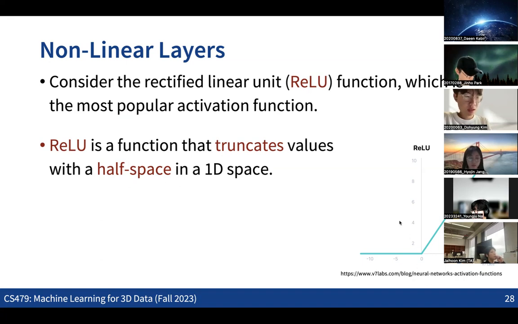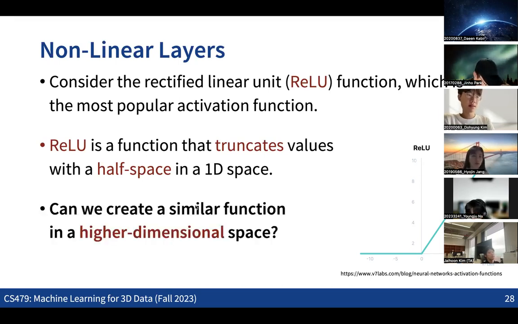So what we do with the ReLU function is that we specify the half space, which is just like setting a threshold in the one-dimensional space, and any value below this threshold becomes 0, right? So this is the way that we truncate the values with the half space in the one-dimensional space. And here the question is how we can do the same thing in the higher dimensional space, how we can make a similar function in the higher dimensional space while achieving rotation equivariance. So this is the question here, right?